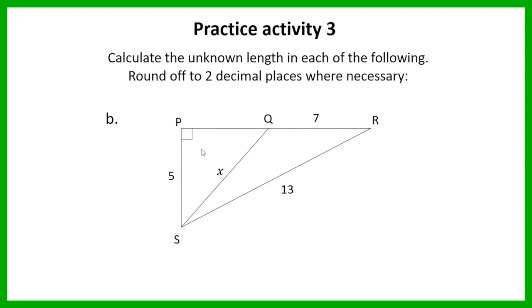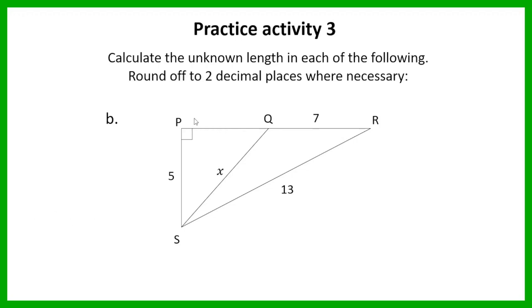Because if you look at the whole triangle PRS, this whole triangle is a right angle triangle as well. So I know this side, the hypotenuse, is 13. I know this side, PS, is 5, so I can use those to work out the length of PR. And if I know the length of PR, I can then work out the length of PQ by subtracting the 7 from the total length to get the PQ over here. So that's what my process is going to be.